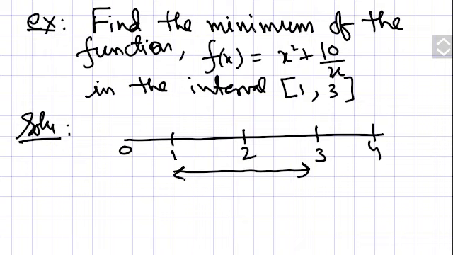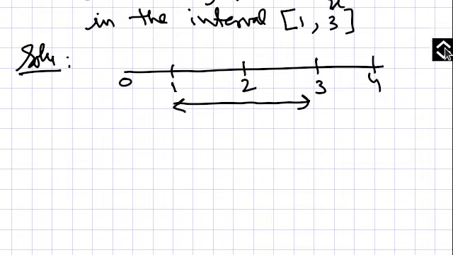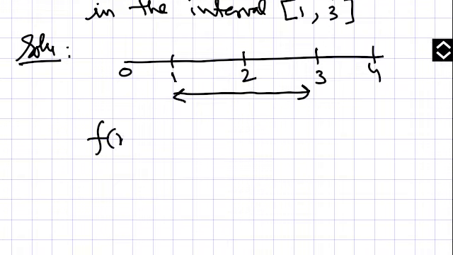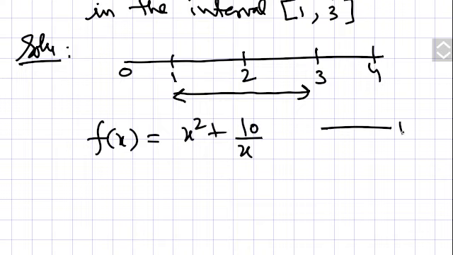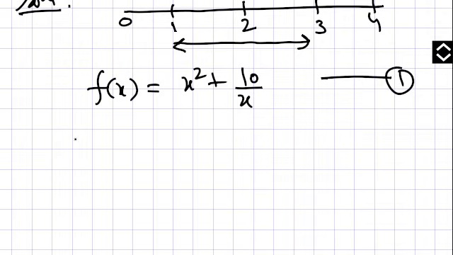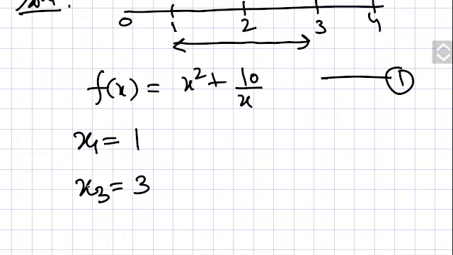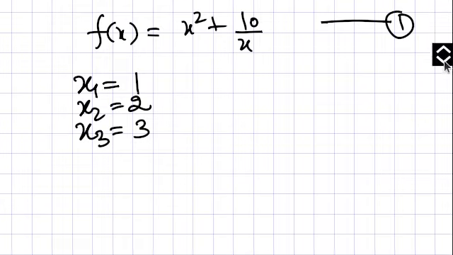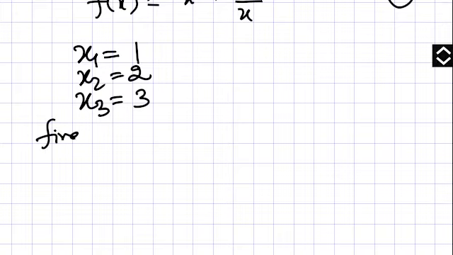Now the first step is to write the function, x square plus 10 over x, equation number 1. Step 1 is take 3 points. First point is 1, the last point you can take 3, and one more point in the middle you can take 2. So any 3 points you can select in the interval, and after that find the function values at these points.